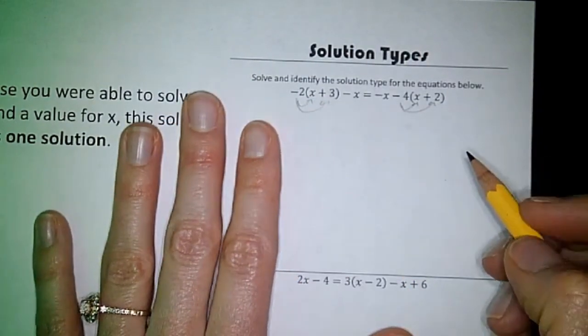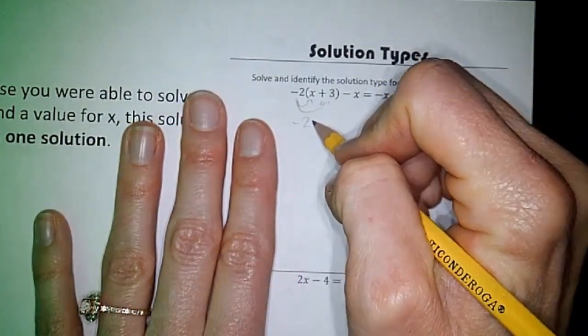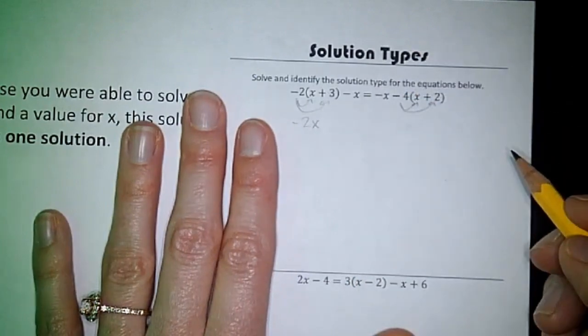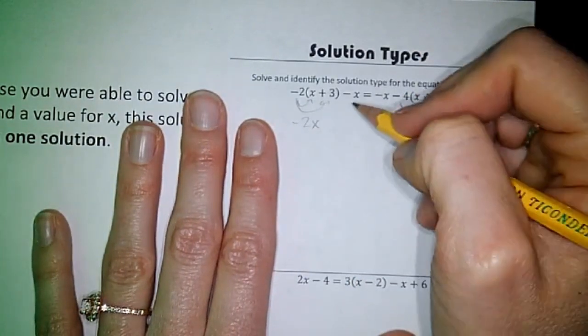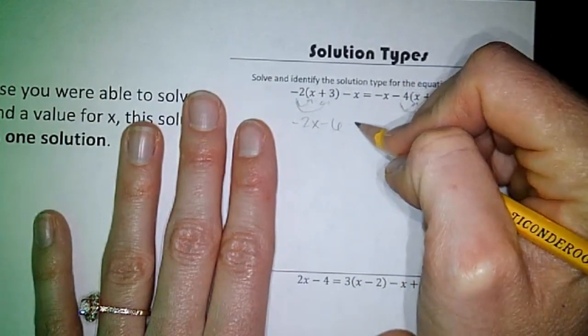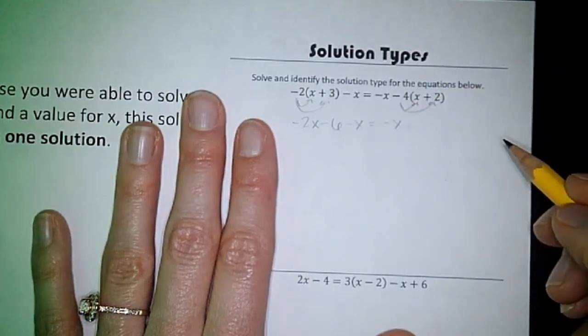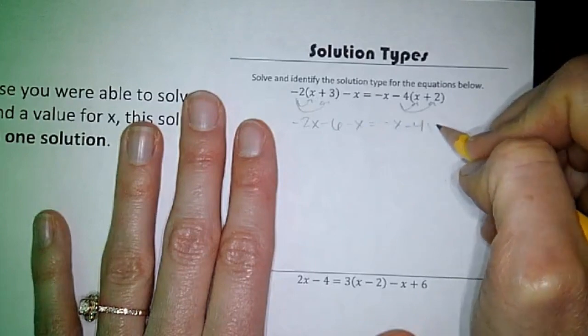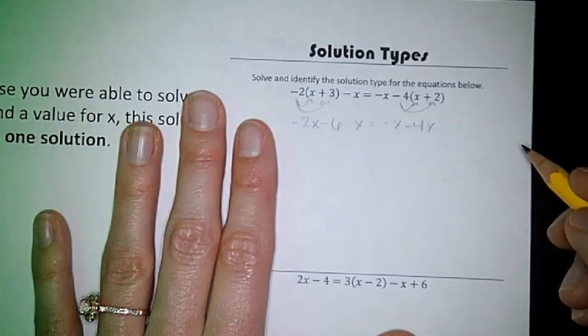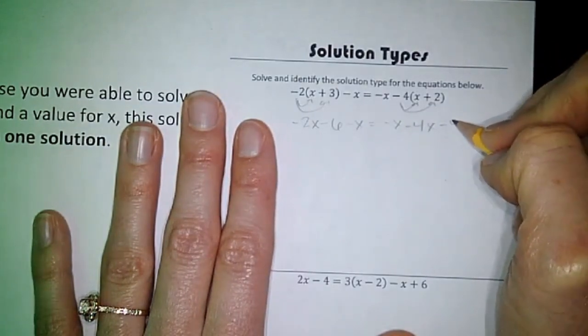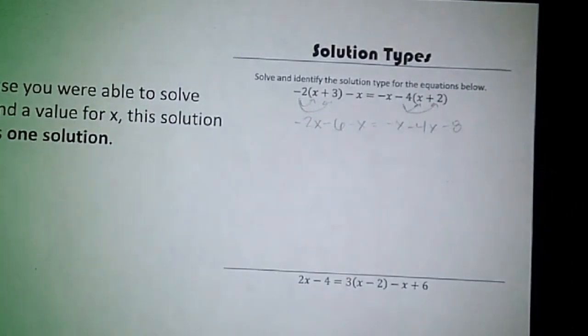Negative 2 times x is what, class? Negative 2 times 3. Negative what? Negative 4 times x. Negative 4 times 2. Negative 8. Okay, what's my next step? Combine like terms.